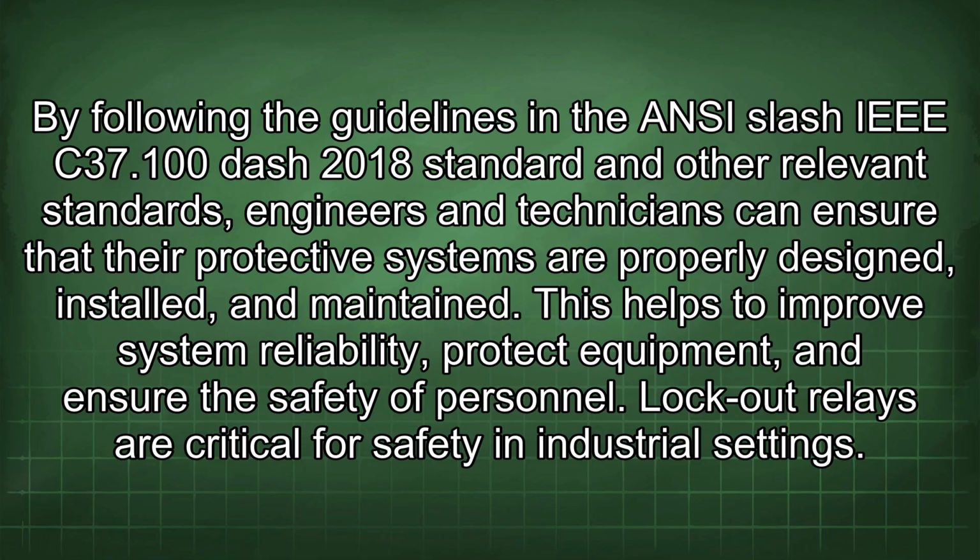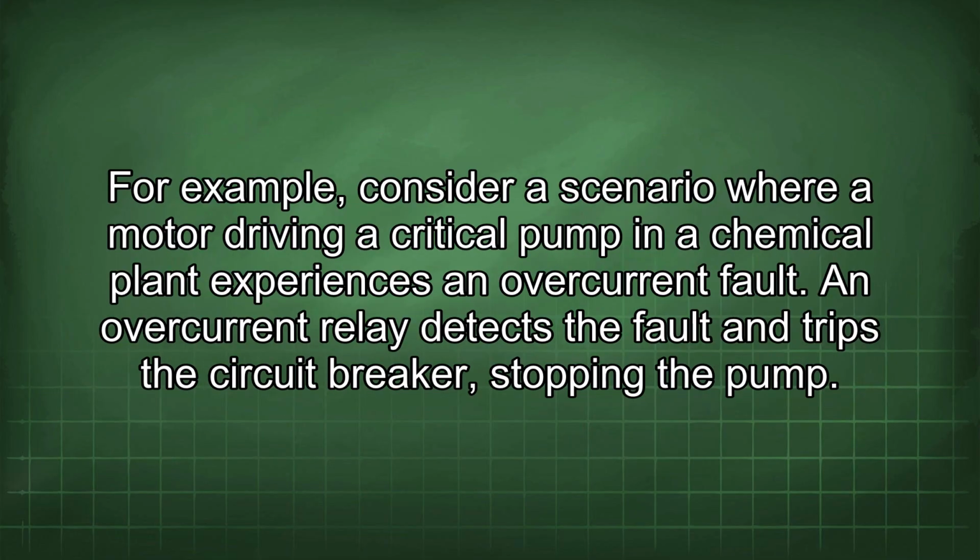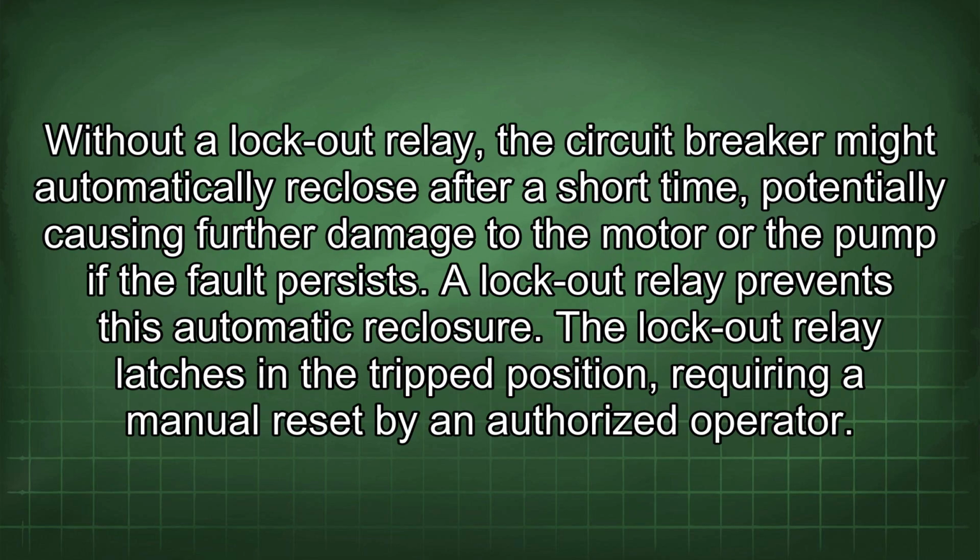Lockout relays are critical for safety in industrial settings. For example, consider a scenario where a motor driving a critical pump in a chemical plant experiences an overcurrent fault. An overcurrent relay detects the fault and trips the circuit breaker, stopping the pump. Without a lockout relay, the circuit breaker might automatically reclose after a short time, potentially causing further damage to the motor or the pump if the fault persists.